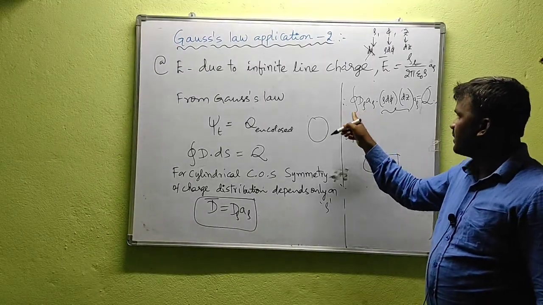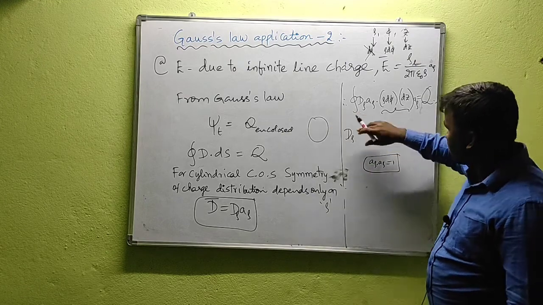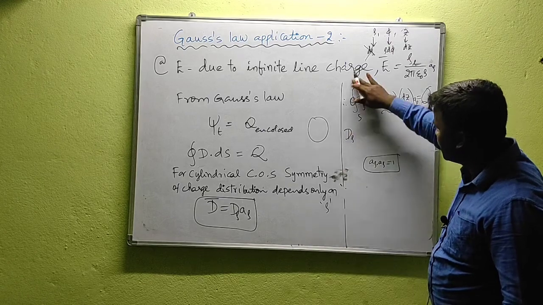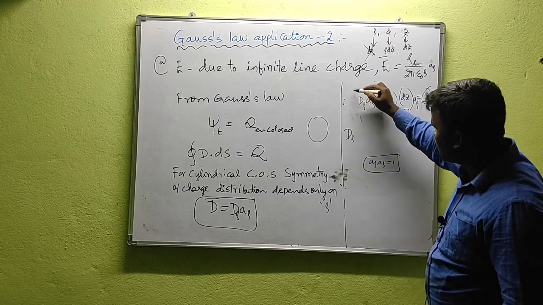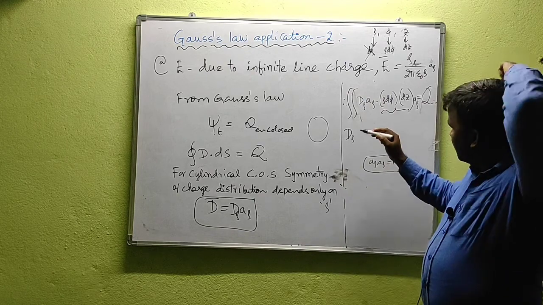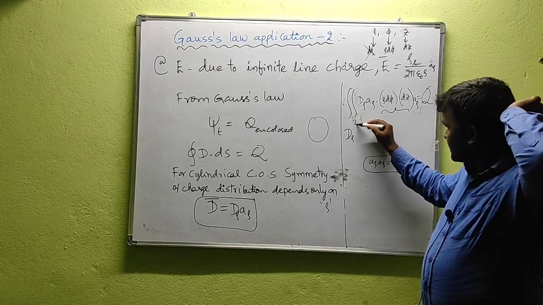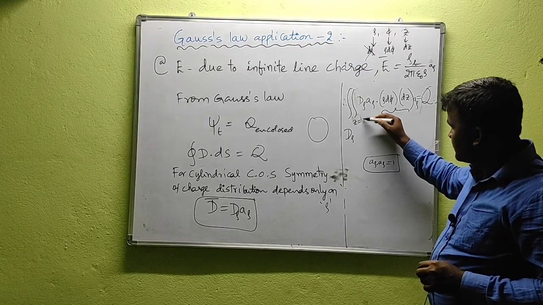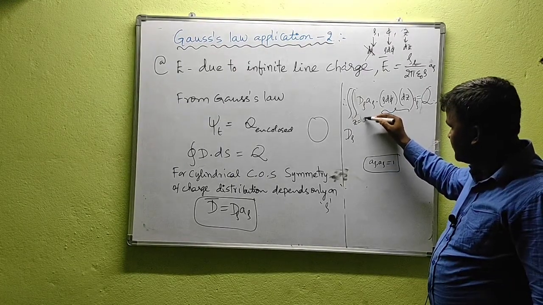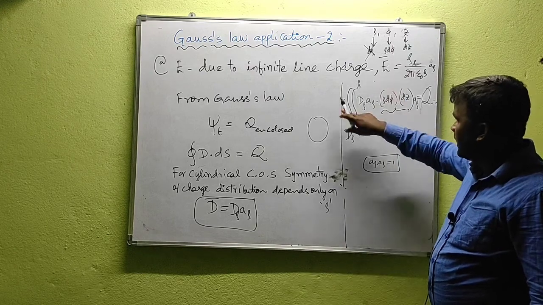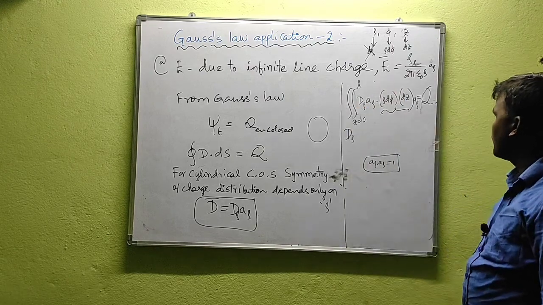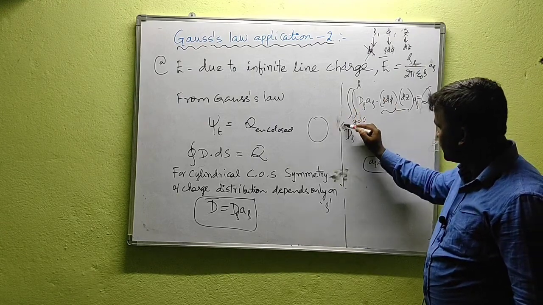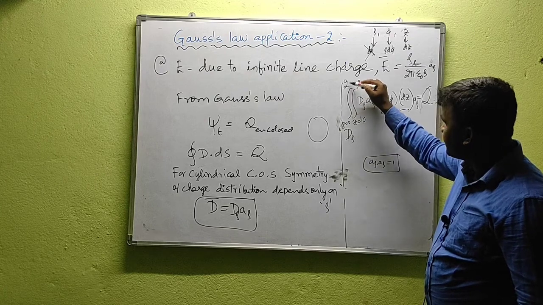Basically it is a surface integral, which means a double integral, with integration with respect to phi and z. Let us take z from some finite length, so z is from 0 to L. And what about phi? Phi is 0 to 2 pi.